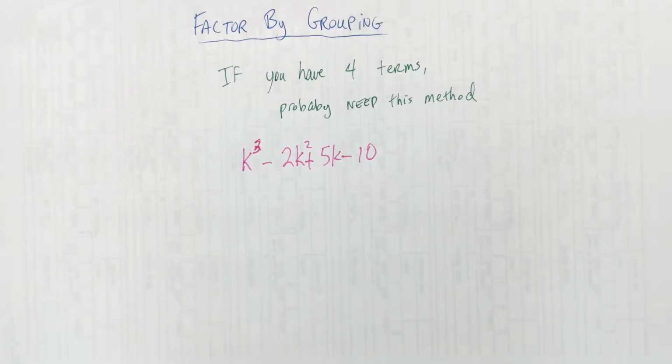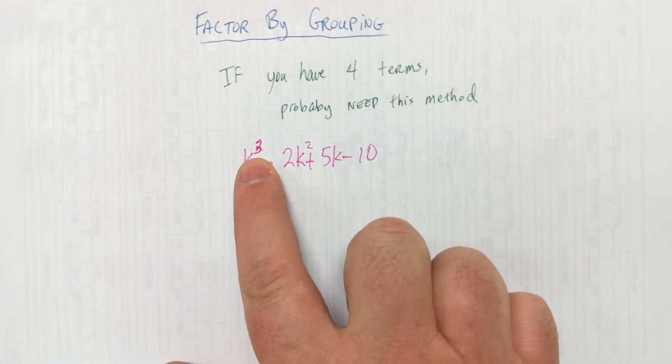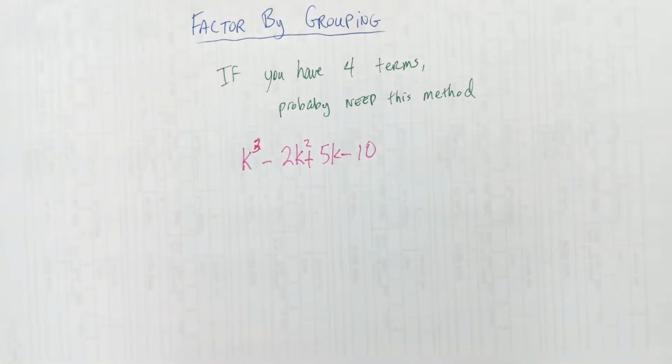Okay, Alex, look. Sorry, my handwriting, I kind of messed up. That's a 3, right? K cubed. Yeah, it's a 3. I've seen worse.